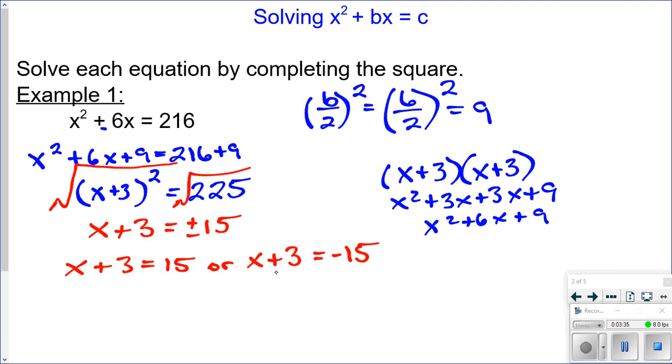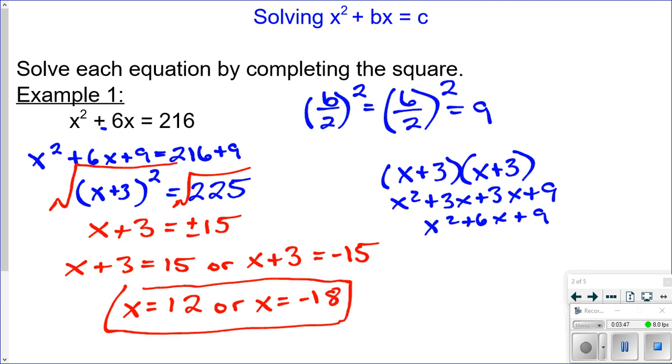So both of these are subtracting 3 from both sides. So this one I would get x equals 12, and this one I would get x equals negative 18. And that's my solutions. And you can check those. So don't forget that. You can take 12 and plug it in and do 12 squared plus 6 times 12, and it should come out to 216. And you can likewise plug in the negative 18 and check that. All right, so that's really a review of part 1.